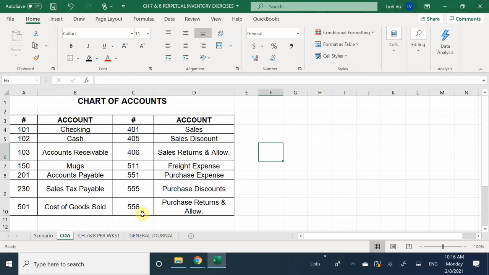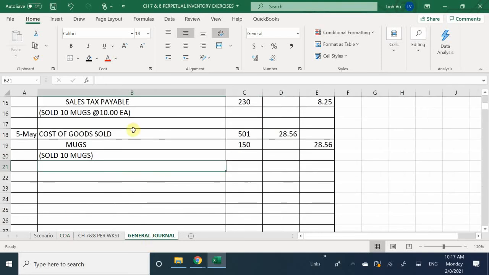Accounts receivable. What else? Sales. Sales tax. Good. So accounts receivable is going to be account number 103. Sales tax is 230 and sales is 401. So general journal. So here we are.